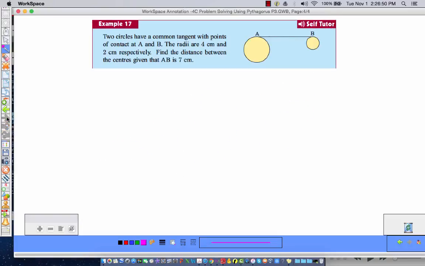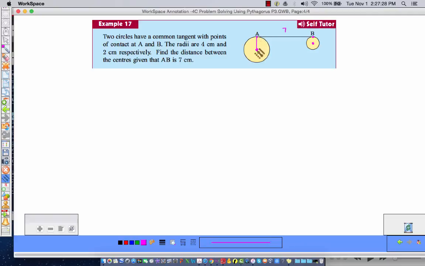Two circles have a common tangent with points of contact at A and B. So right here we'll say A, and right here B. The radii are 4 centimeters and 2 centimeters respectively. Find the distance between the centers, given that AB is 7 centimeters. So this is 7, and they want to know what's the distance from here to here. Okay, so I'm going to do a couple of things. I'm going to draw the radii in there.